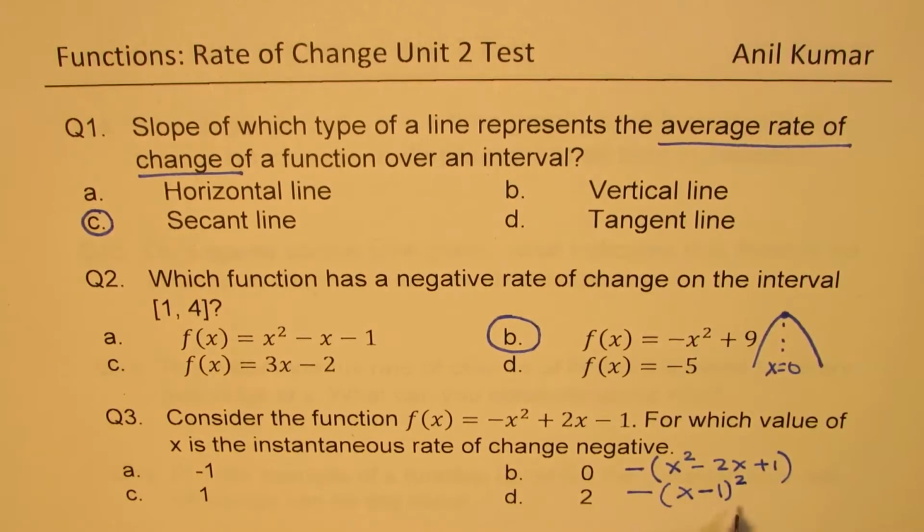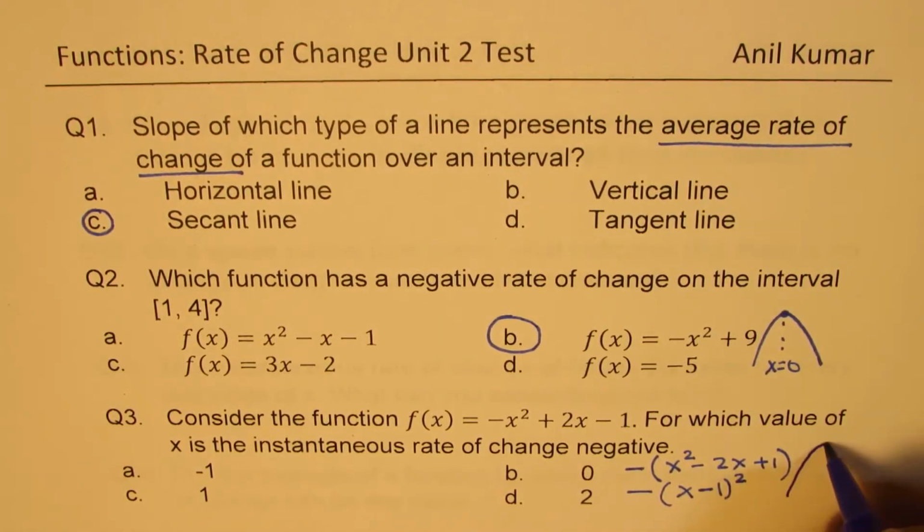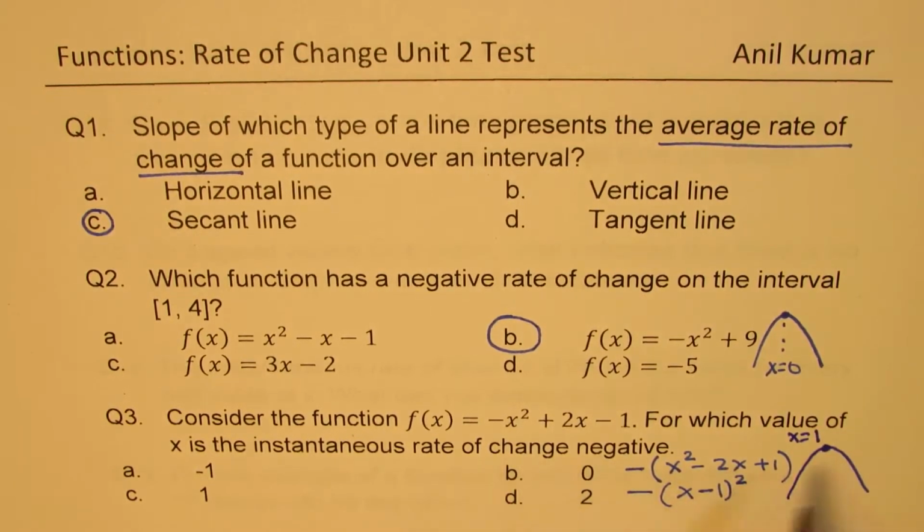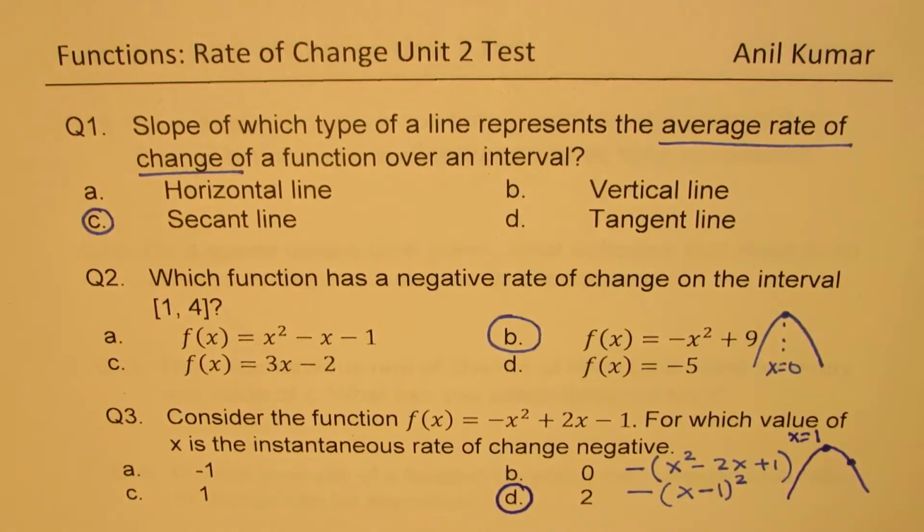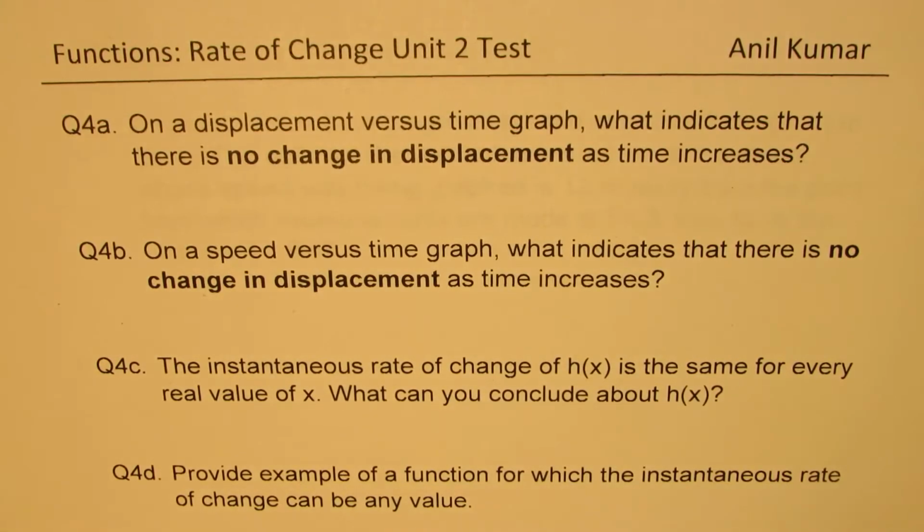So minus x minus 1 whole square will be a parabola which will be again going downwards, and this vertex this time will be at x equals 1, and negative will be on the right side of 1. The only point given on the right side of 1 is 2. So that is going to be the point of our interest. Is that clear to you? So that is how we are going to solve these 3 questions. Now let's move on and take the others.